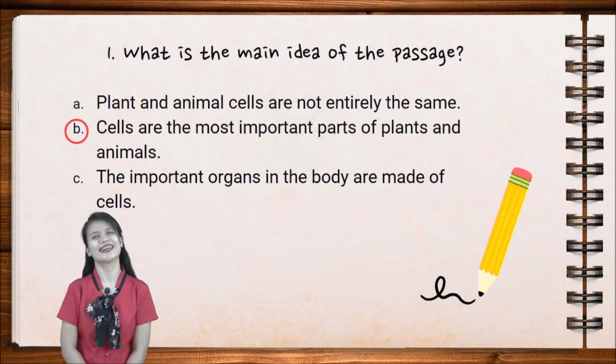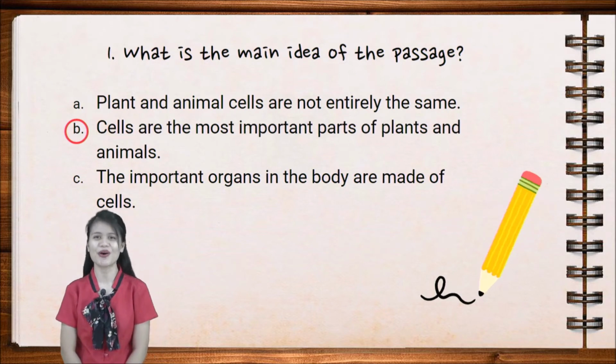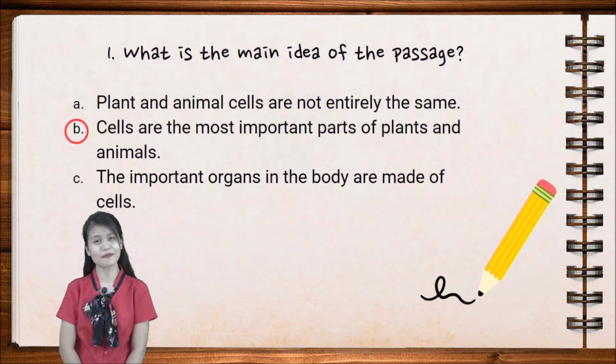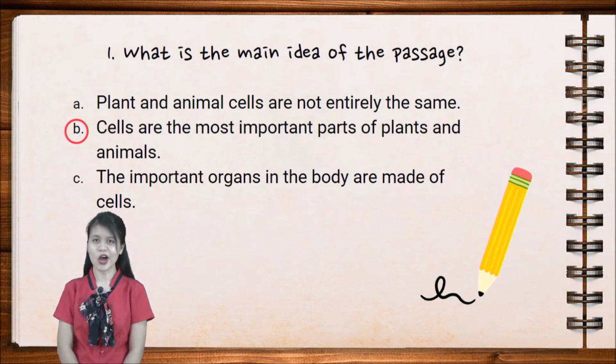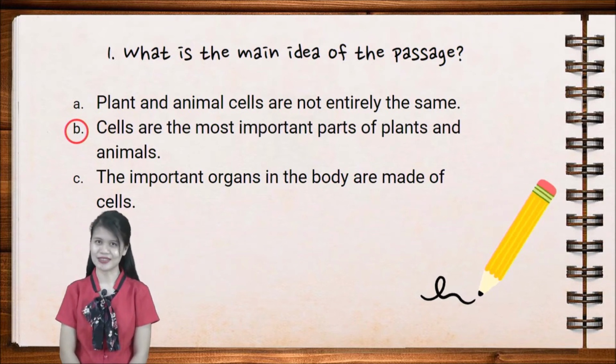Yes, the correct answer is letter B. Cells are the most important parts of plants and animals. Can you repeat after me? Cells are the most important parts of plants and animals.